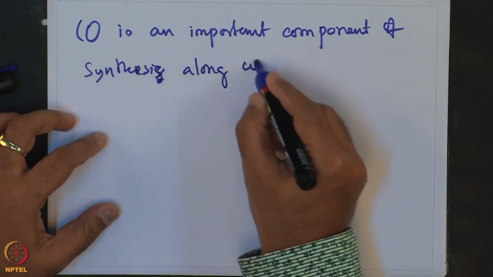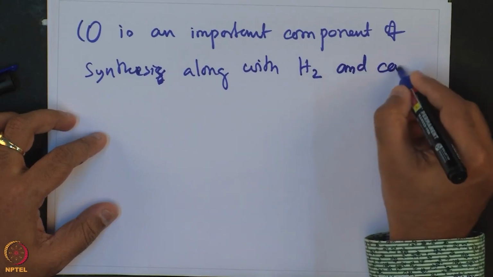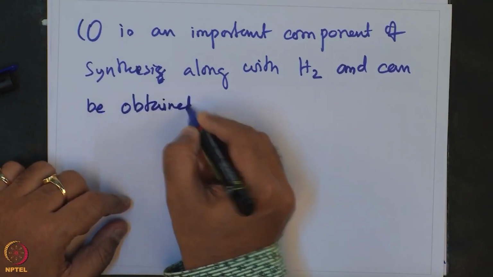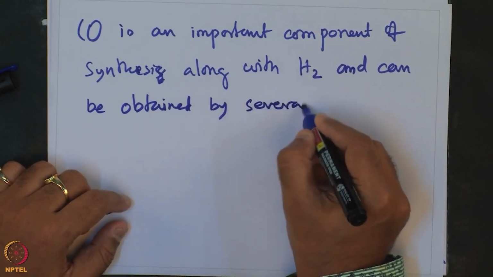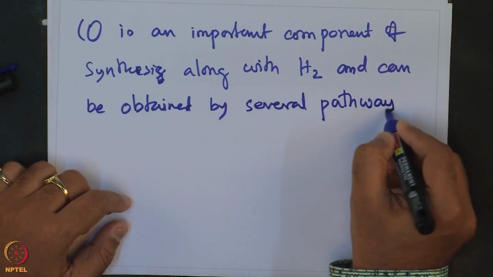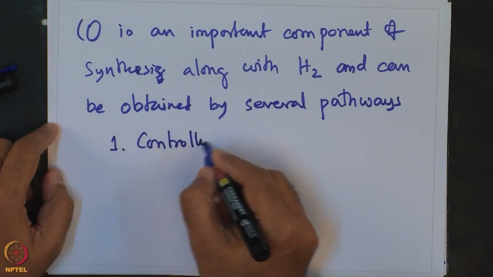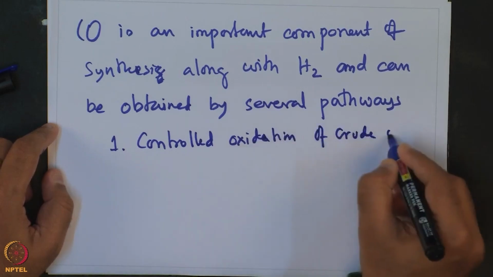along with hydrogen, and synthesis gas can be obtained by several pathways. One, the controlled oxidation of crude oil. So, crude oil contains several mixtures, so in the controlled oxidation of the crude hydrocarbons, CO and hydrogen, the syngas, is obtained.